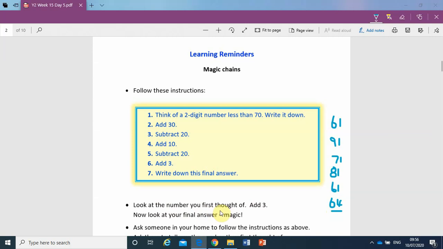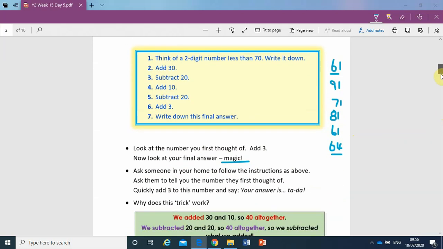Look at the number you first thought of. So that was 61. Add 3. 61, 62, 63, 64. Oh, look at your final answer. Magic. End up with 64 and 64. So, ask somebody in your house to follow those instructions as above. They might need to write it down. Ask them to tell you the number that they first thought of and add 3 and say your number is ta-da. And that's your magic trick.